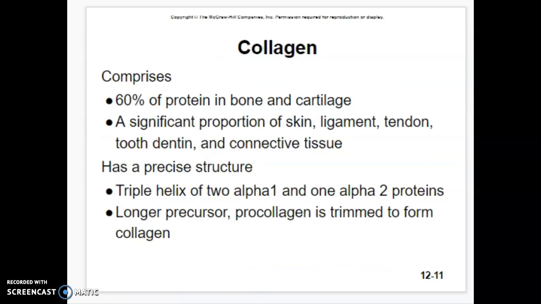Another one we see a lot of mutations in protein-wise is collagen, which is 60% of your bone, cartilage, skin, tendons, your teeth. They have a very precise structure. Basically, they're in 3 helices combined together. And basically, it's made from a longer precursor that's trimmed off. And if it's not trimmed off, then we've got some issues.